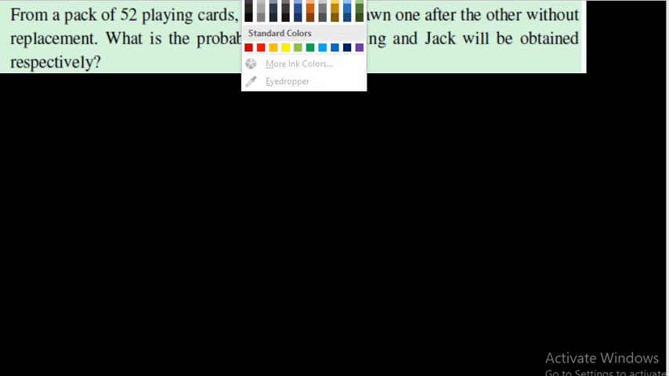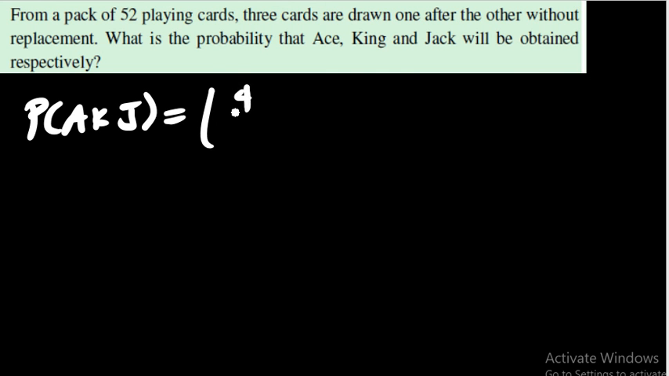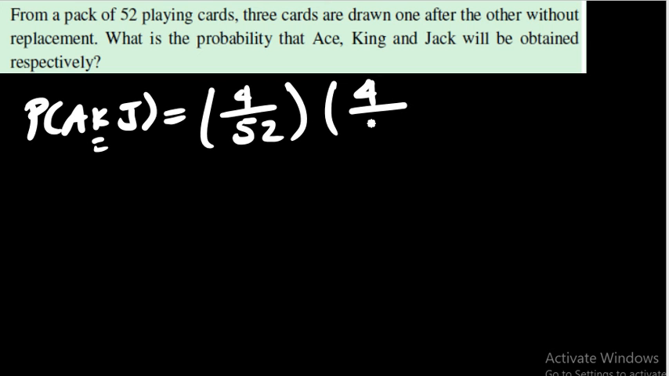Next question. From a pack of 52 playing cards, 3 cards are drawn, one after the other, without replacement. What is the probability of Ace, King and Jack? To get Ace, in the first choice, we have 4 chance out of 52 total. In the second choice, to get the King, still we have 4 chance, but out of 51.